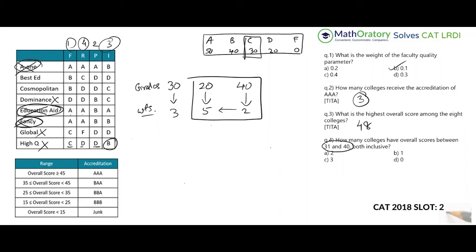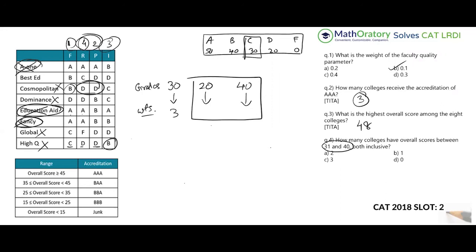Cosmopolitan also has the same kind of problem. So 1B and a couple of Ds. So 1B has a weight of 1 here, because that is what we can see up top. F parameter has a weight of 1. So you have 40 pulled by 1 person, and this 20, a couple of D's here, is being pulled by 6 people. So again, this will fall below 30, right? So Cosmopolitan is also out.